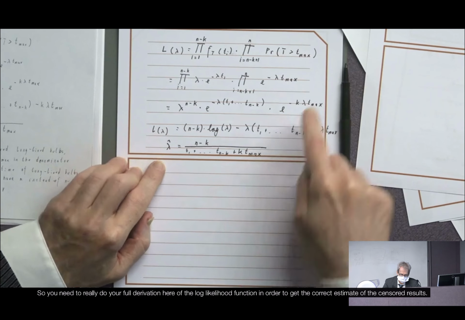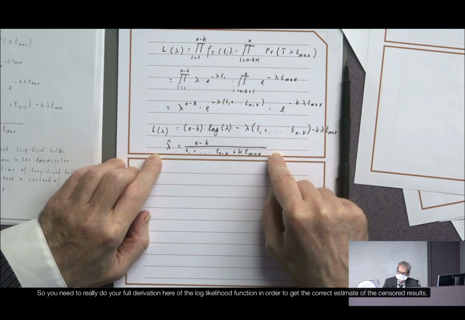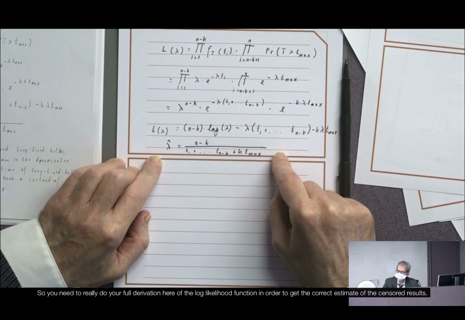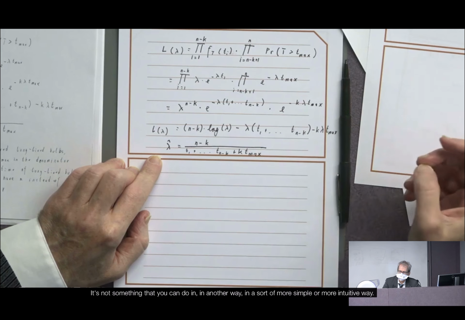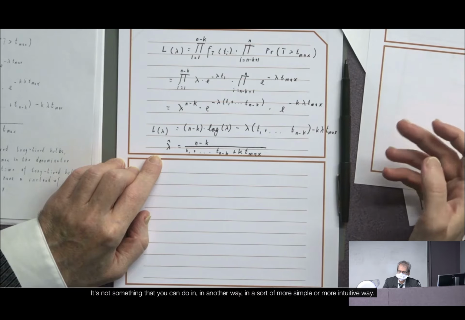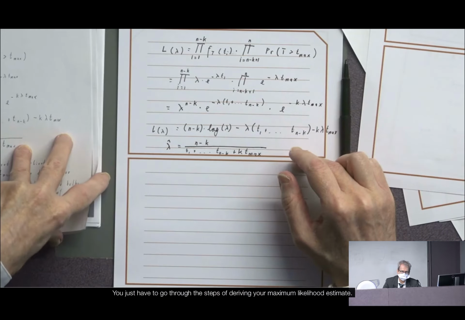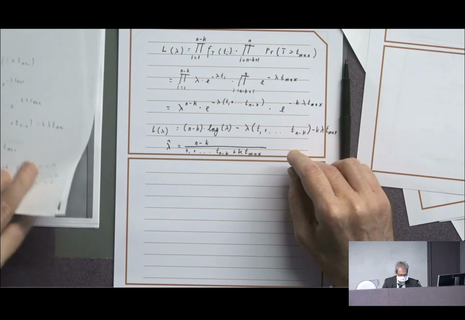So you need to really do your full derivation here of the log likelihood function in order to get the correct estimate for the censored results. It's not something that you can do in another way, in a more simple or more intuitive way. You just have to go through the steps of deriving your maximum likelihood estimate.